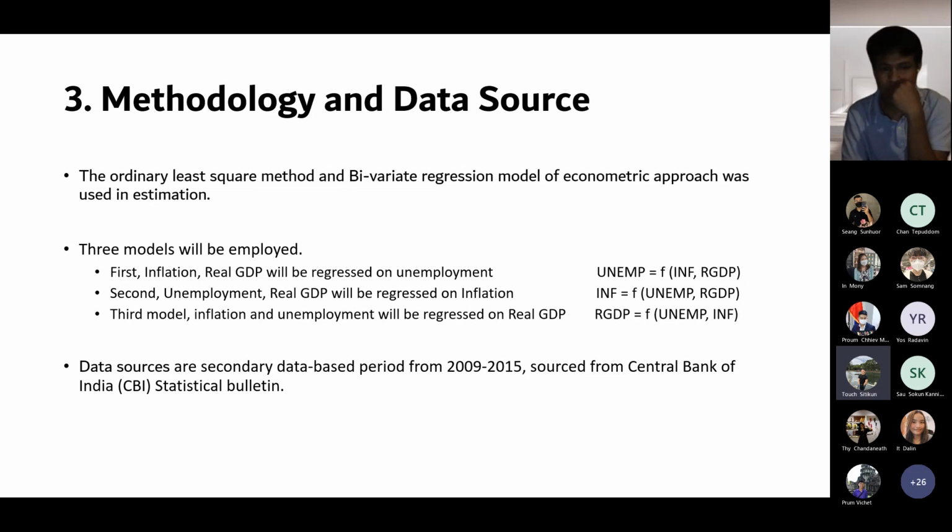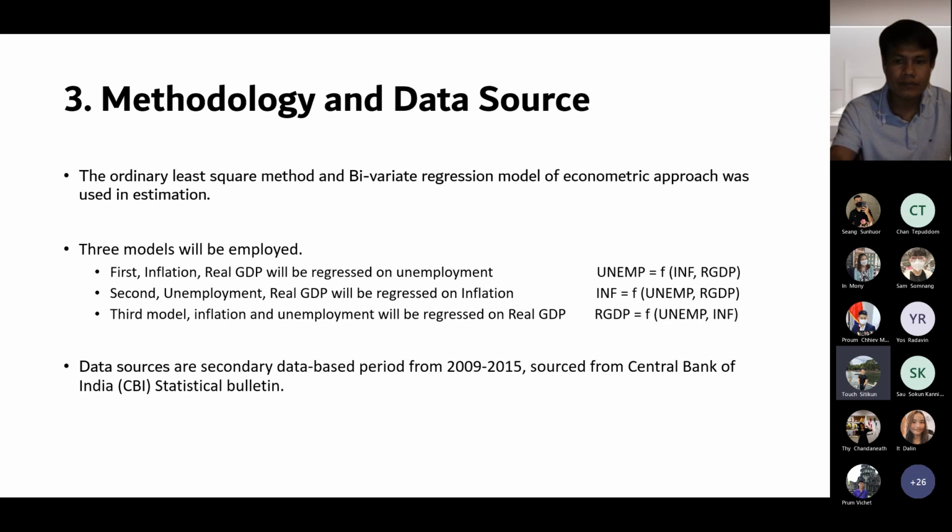There are three models that will be employed. The first model is about inflation and real GDP being regressed on unemployment. The second model is about unemployment and real GDP being regressed on inflation. And the third model is about inflation and unemployment being regressed on real GDP.